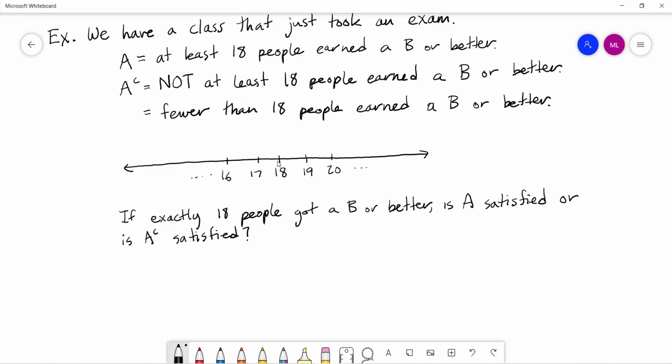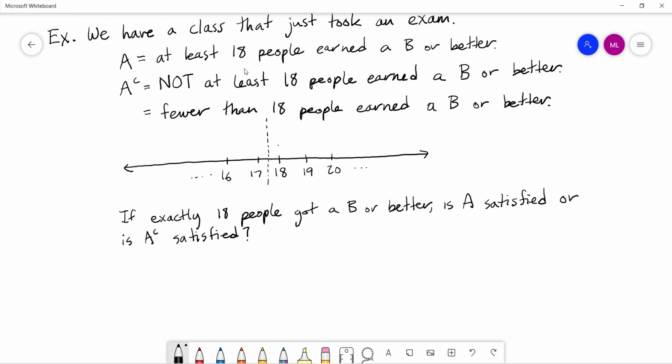So if exactly 18 people got a B or better, that satisfies at least 18 people earning a B or better. It does not satisfy fewer than 18 people earning a B, right? Fewer than 18 people means probably 17 or less. So if exactly 18 people earned a B or better, that doesn't satisfy A complement. So that means that including this 18, our division is going to occur right here.